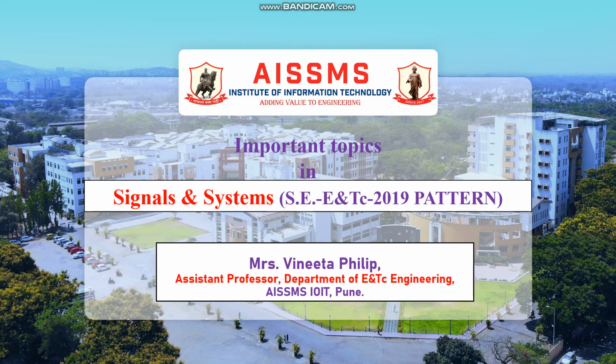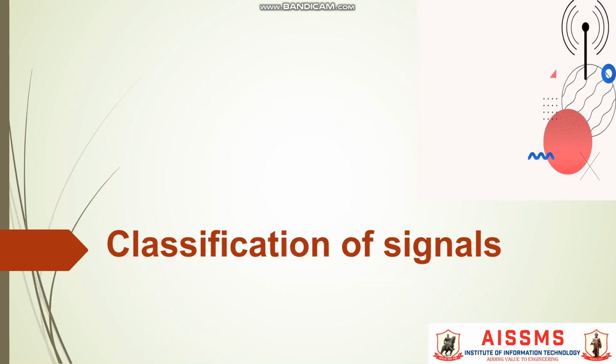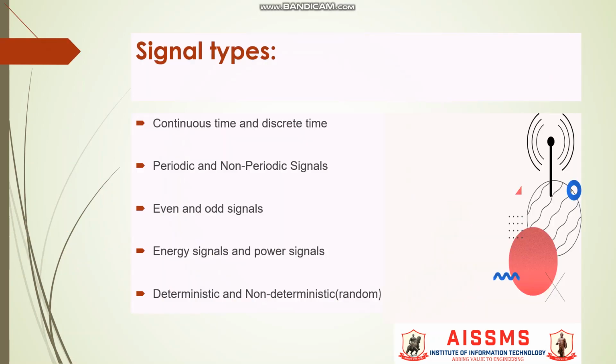2019 pattern. In this video, I would be briefing about the different types of signal. So signal types include continuous time and discrete time signals, periodic and aperiodic signals, even and odd signals, energy and power signals, deterministic and random signals. In this video, I will be explaining about the first two signal classifications in detail.